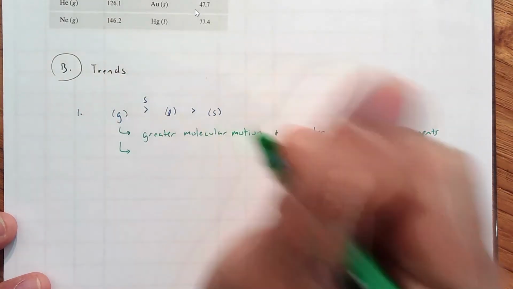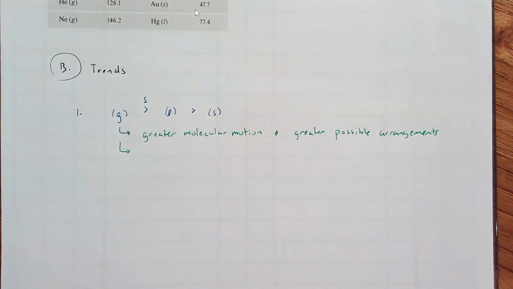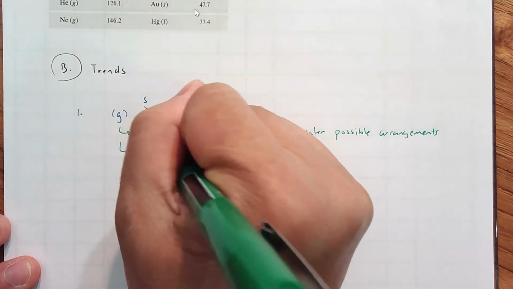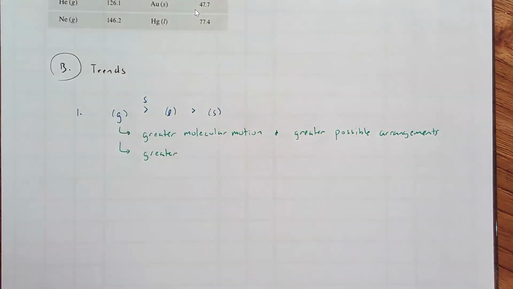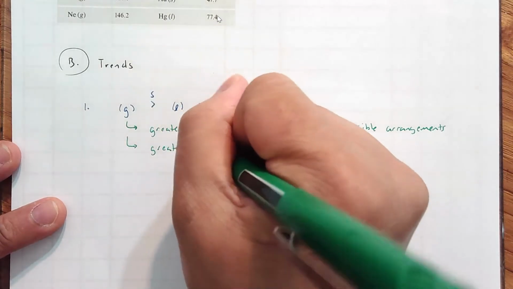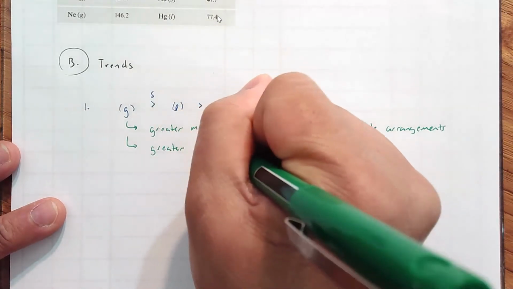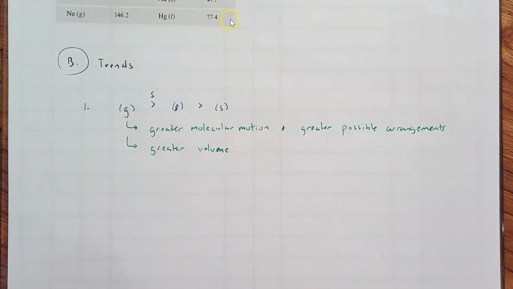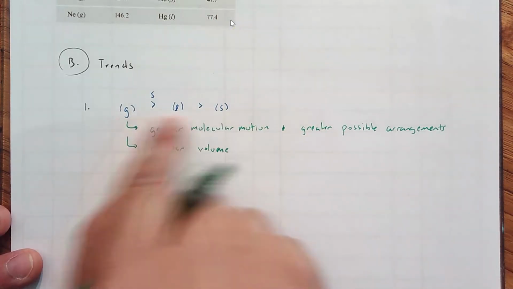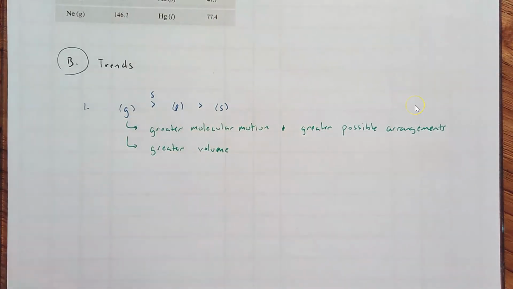Also, a gas compared to a liquid and solid takes up a greater volume. And previously we saw that larger volumes means greater entropy. So greater per unit, or per amount, if all of these are identical amounts.